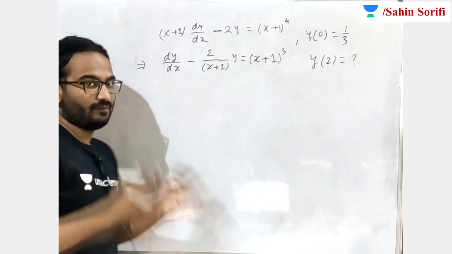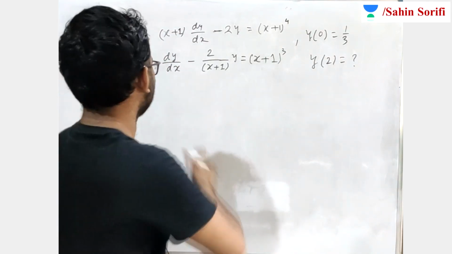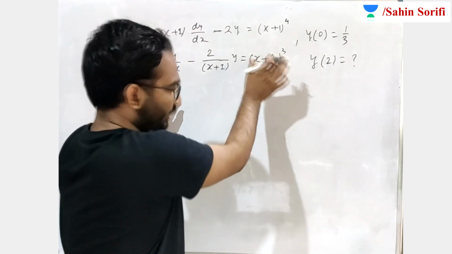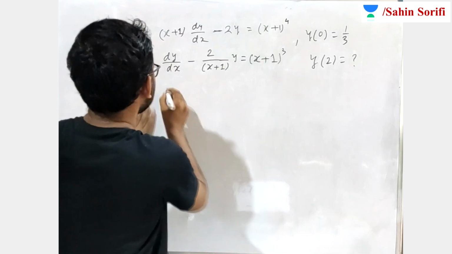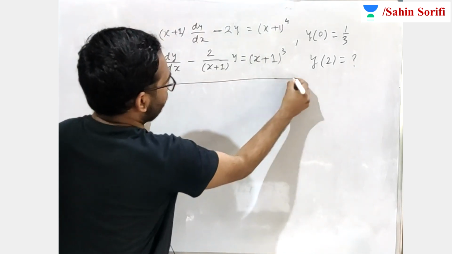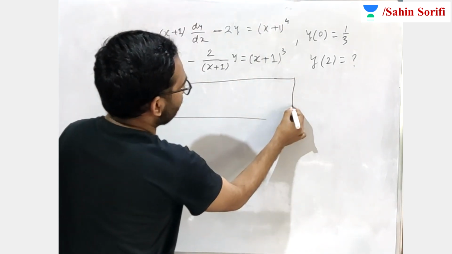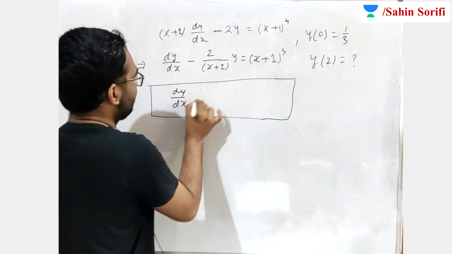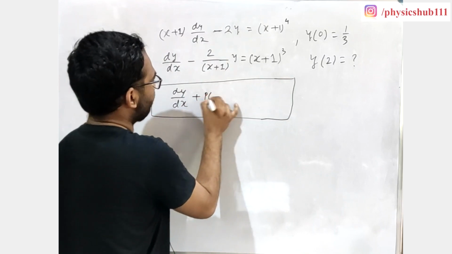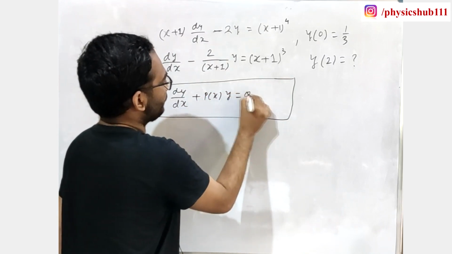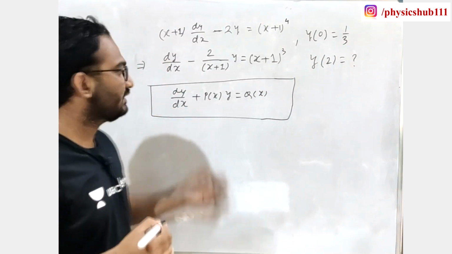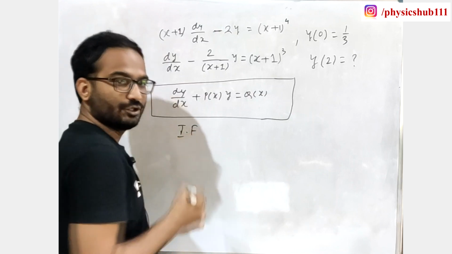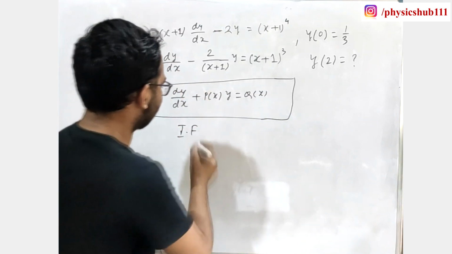So look, this form of differential equation is quite familiar to you. It is basically dy/dx minus p(x) into y equals q(x). I am just writing it in a bracket. So this is similar to the form which you know, dy/dx plus p(x) into y equals q(x). And for this kind of situation, we have to find out the integrating factor to find out the solution of this differential equation.